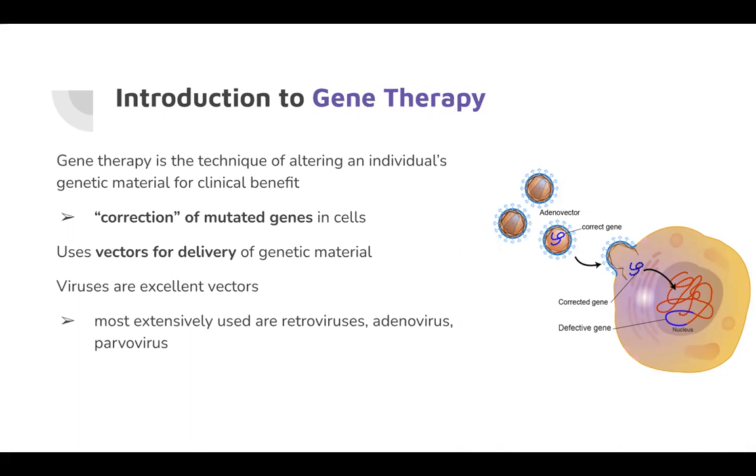Viruses are already excellent vectors because they have evolved the ability to invade and replicate in cells. And of the viruses, the most extensively used are retroviruses, adenoviruses, and parvoviruses, which each have their pros and cons. Retroviruses are small, they don't have as many genes, but they can integrate into the host genome so they can last effectively forever. While adenoviruses have a larger genome and they can have a lot more genes and possible proteins encoded. Parvoviruses, again, are small, but they can evade host immune defenses a lot better. So there's quite a range.